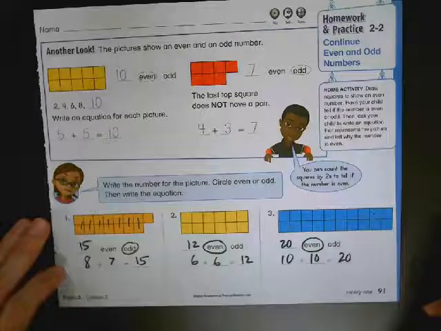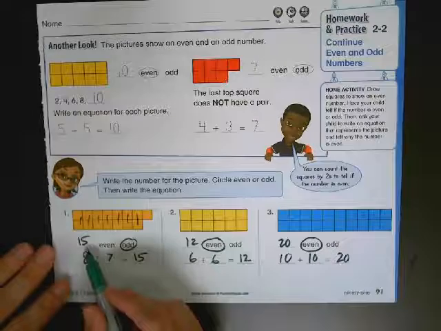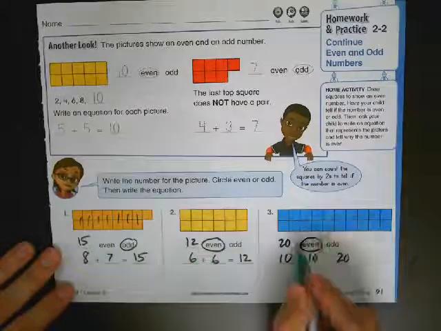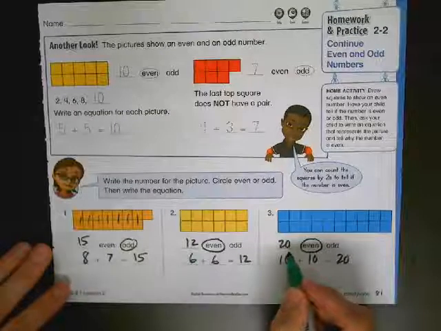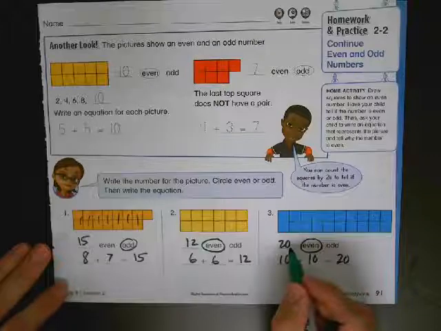And I would get in the habit now of talking to your child about 15. It has 5 in the ones place, 12 has 2 in the ones place, and 20 has 0 in the ones place. And that ones digit gives it away if it's even or odd.